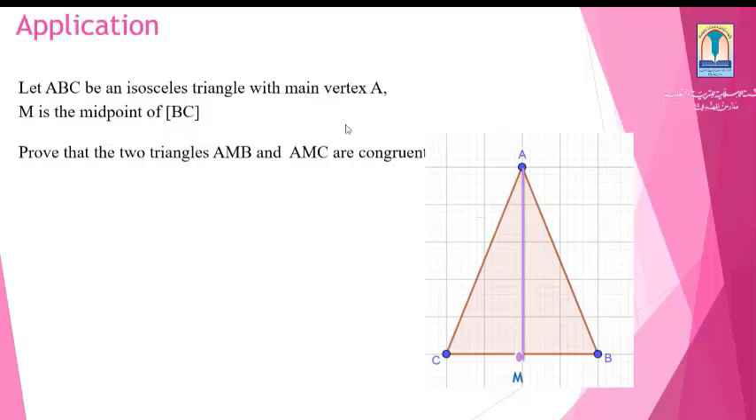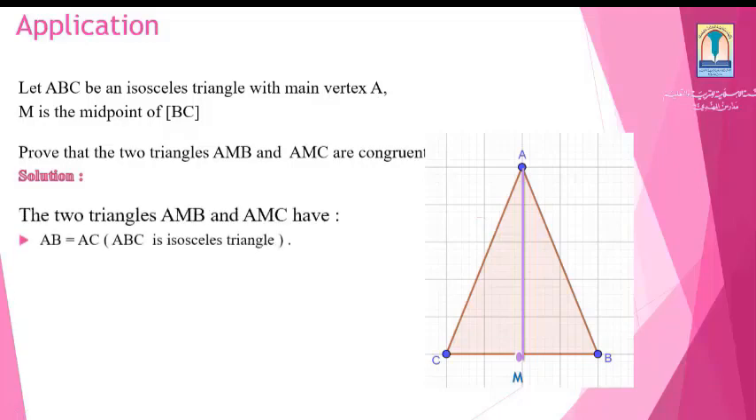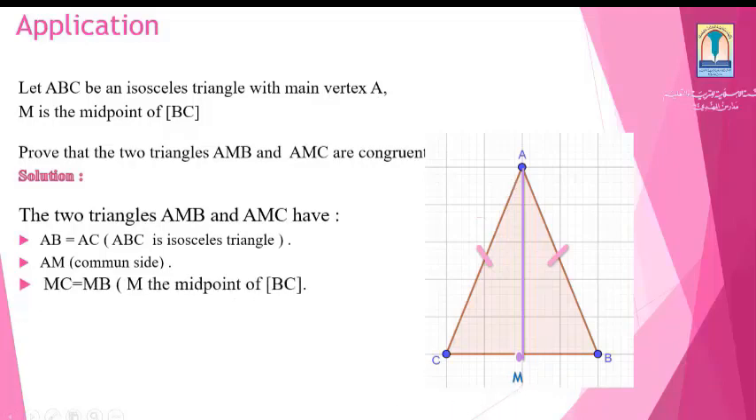Now, how to prove that these two triangles are congruent? As we usually do, we look for our given. The two triangles AMB and AMC have sides AB and AC equal because triangle ABC is an isosceles triangle. AM is a common side, which is the side found in these two triangles. Side MB is equal to side MC because M is the midpoint of segment BC.